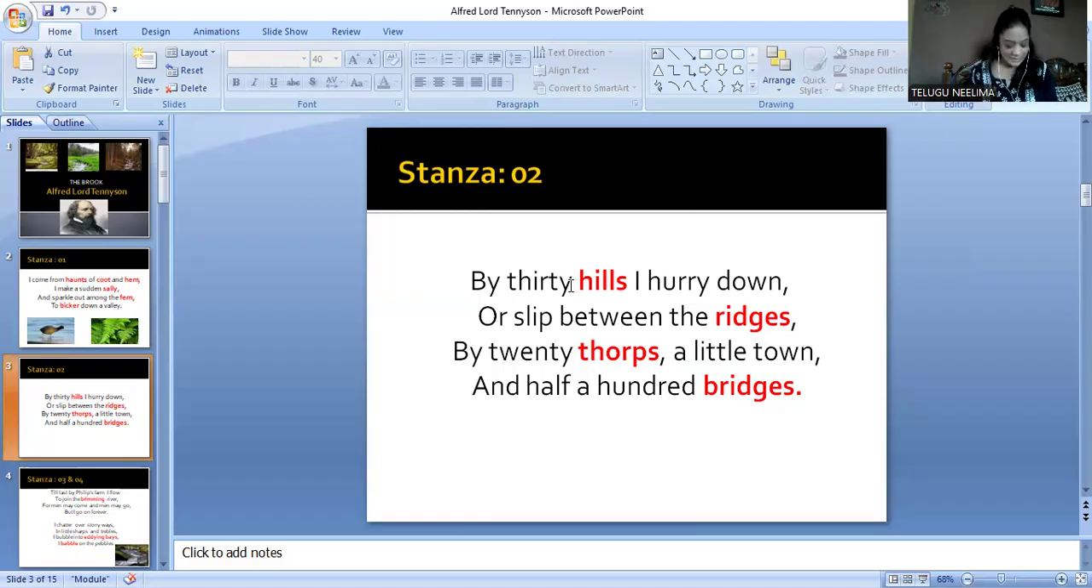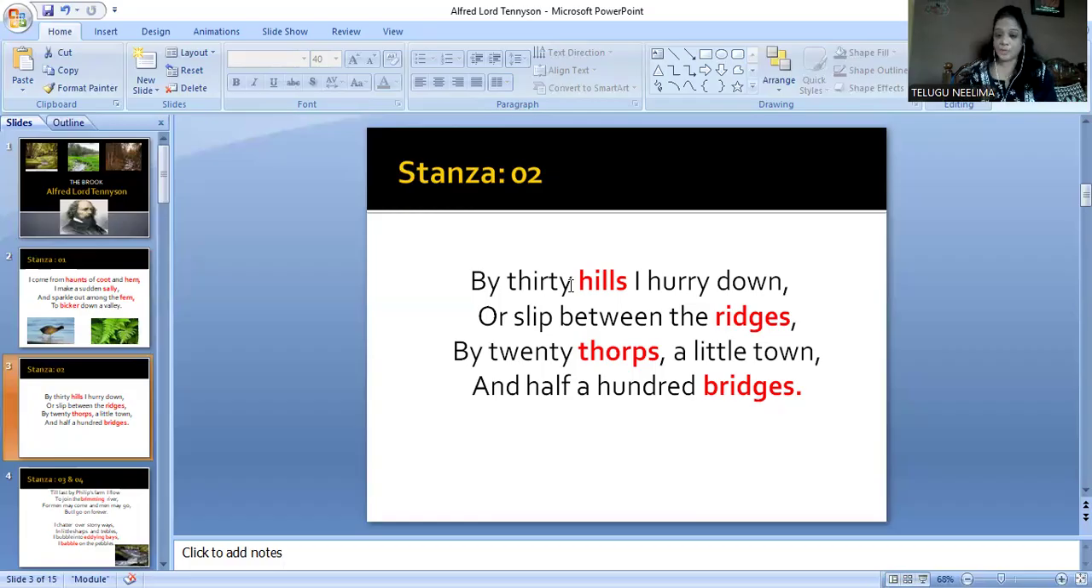Now, it is telling that by thirty hills. What are hills like? The Brook is trying to make us understand that it is really connecting all these hills and coming down to that particular place. The second line talks about "I slip between the ridges." The meaning of the word ridges is there in your textbook: small, narrow places where it really passes on.